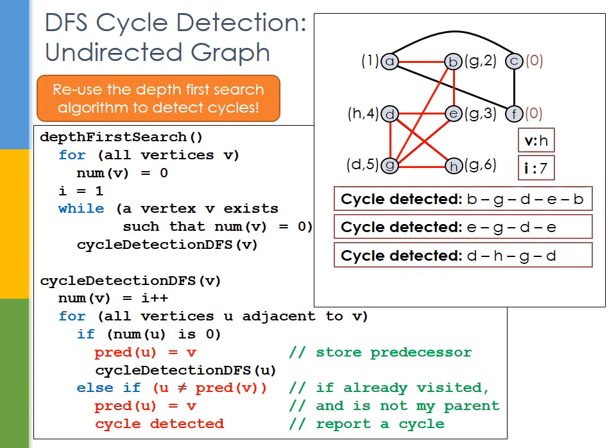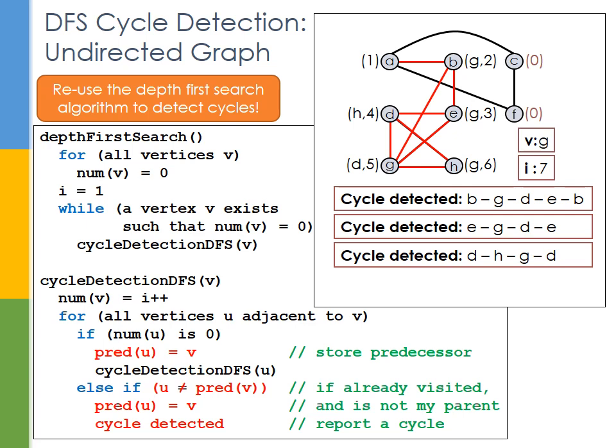All right, so at this point we have finished execution for the current vertex H, and we've considered all of its adjacent vertices. There are no further vertices to consider. So now we need to move back to the previous execution of the cycle detection DFS function.